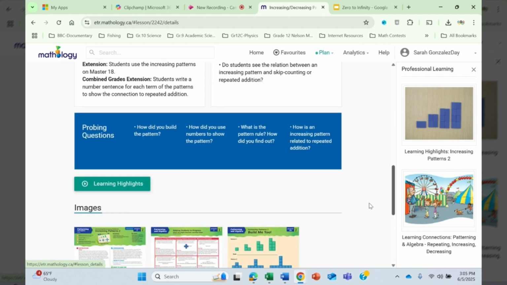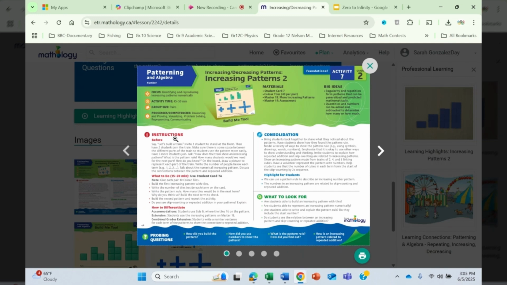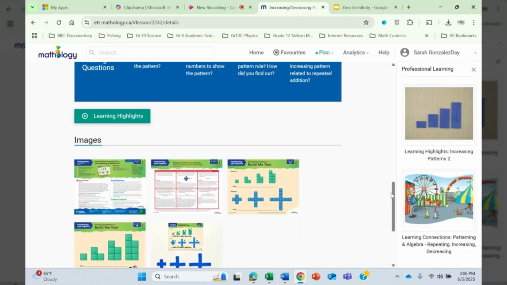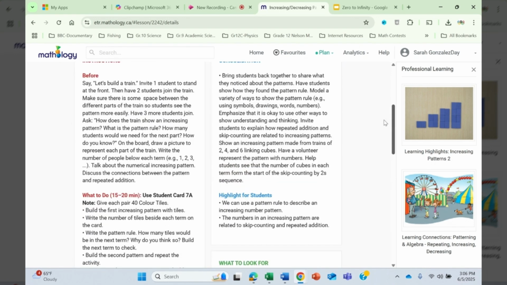If your school has the kits, you also have this card, which has the lesson. Everything we're looking at on the screen is also on here. So you could read it off of here. You can print this if your school doesn't have the kits, or you could make yourself a little slideshow or read it off of the computer screen like I'm doing.